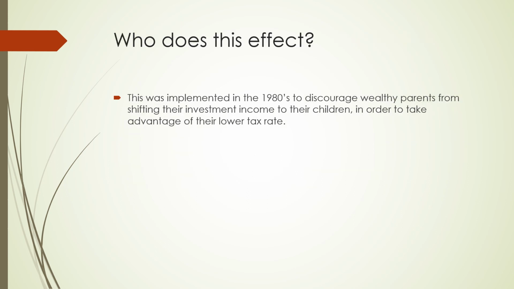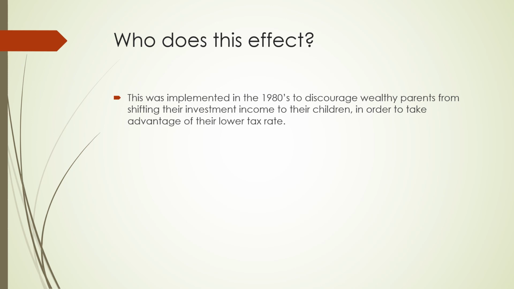And who does this affect? The Kiddie Law, Section G of Title 26, was implemented in the 1980s to discourage wealthy parents from shifting their investment income to their children in order to take advantage of their lower tax rate. Because who doesn't want to not pay taxes? Everyone. So this will limit how much parents can contribute to this.